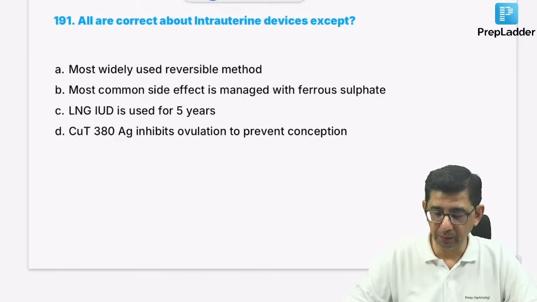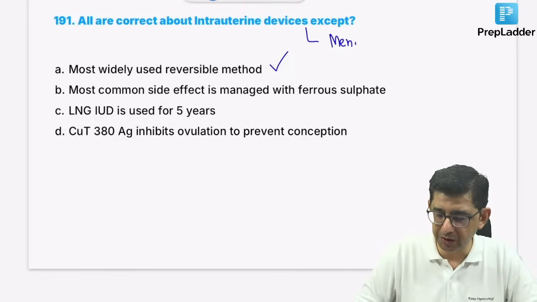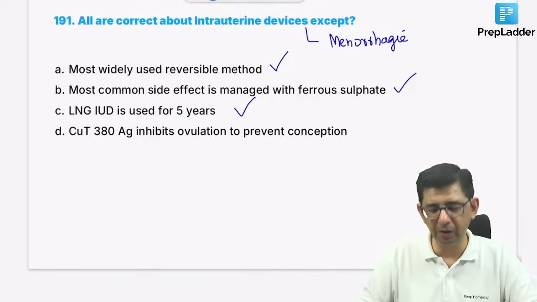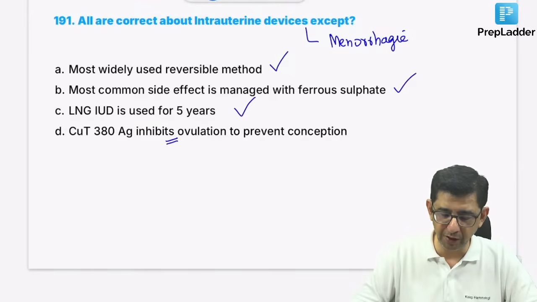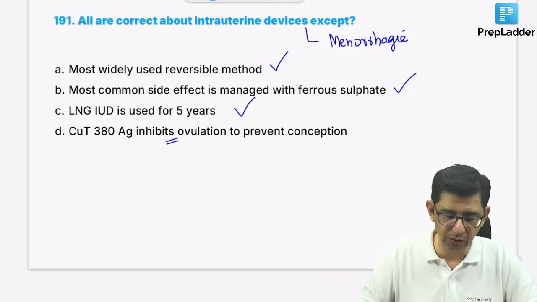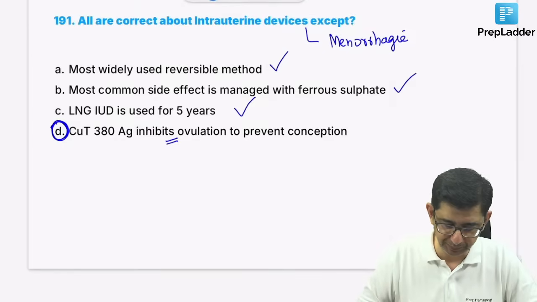It's a reversible method, makes sense because of the blood loss. Because if you put an IUD, it will cause increased heavy periods. There would be menorrhagia, so giving iron supplements in this patient also makes sense. IUD for 5 years, but it will not inhibit ovulation. No, it will just make the environment unfavorable for fertilization. The Copper T 380A will make the environment unfavorable for implantation, so it will not be inhibition of ovulation. The answer would be D.